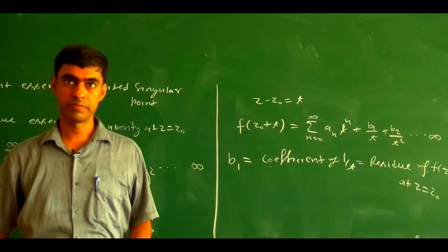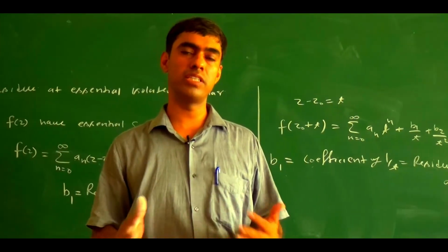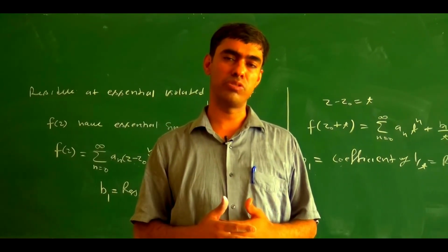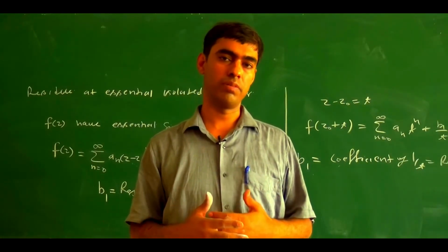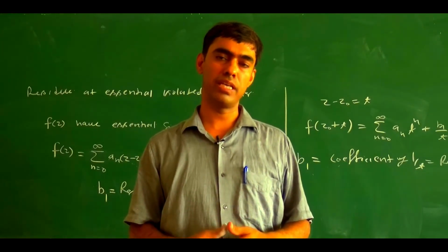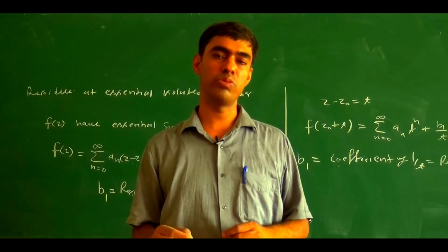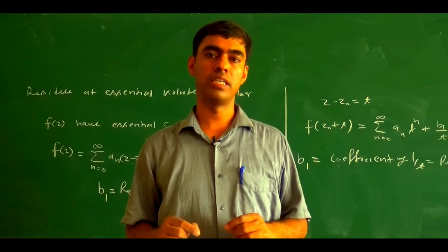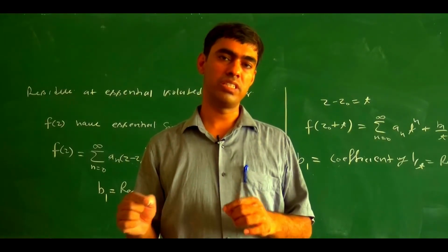So in this way we find the residue at an isolated singular point. If there is a removable singularity, the residue becomes 0. If there is a pole of order 1, the limit as z tends to z0 of (z minus z0) f(z) represents the residue at z equals z0. If there is a pole of order m, then it is 1 upon factorial (m minus 1) times the limit as z tends to z0 of the (m minus 1)th derivative of (z minus z0) to the power m f(z). This represents the residue of f(z) at z equals z0 if there is a pole of order m.